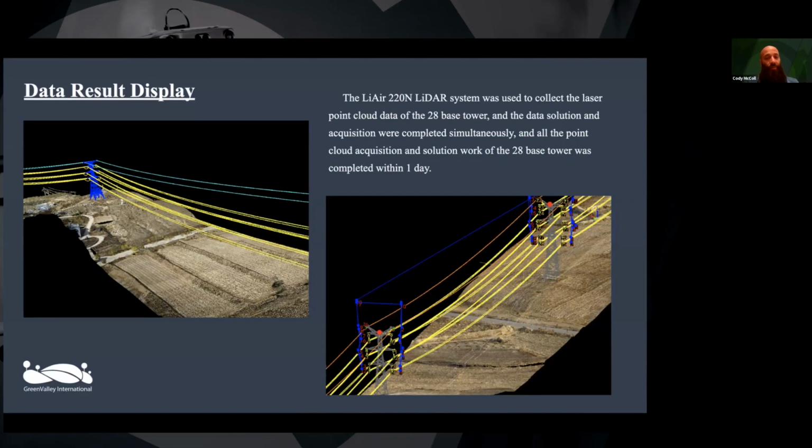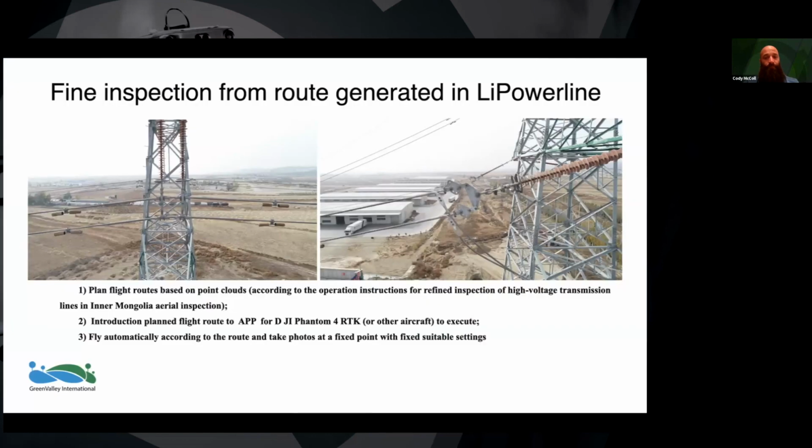As you can see, the data result was displayed, including all of the information generated from LiPowerline. As stated earlier, the 220N was the system that was used. It was for a collection of 28 base towers. And the work of 28 base towers was completed within one day. Fine inspection generated in LiPowerline.